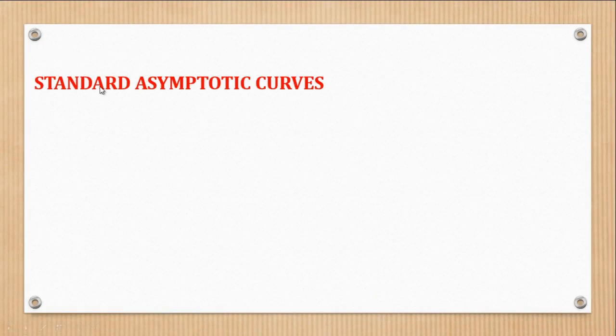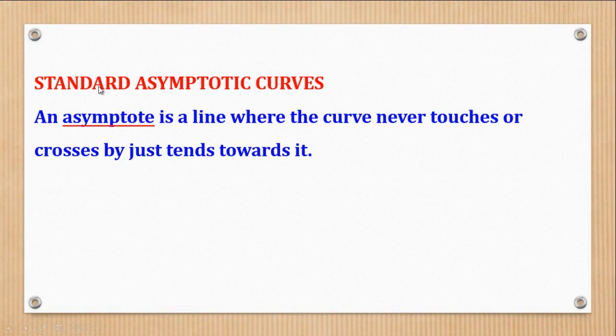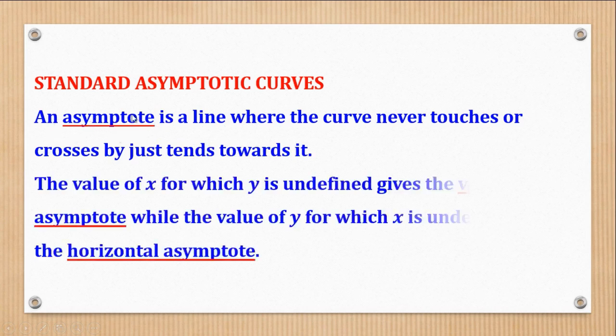Now we shall go to standard asymptotic curves. So here we have a new term, an asymptote. An asymptote is a line where the curve never touches or crosses but tends towards it. So the curve must never cross this line, and the curve must never touch that line, but it can tend towards this line. So that line is known as an asymptote.